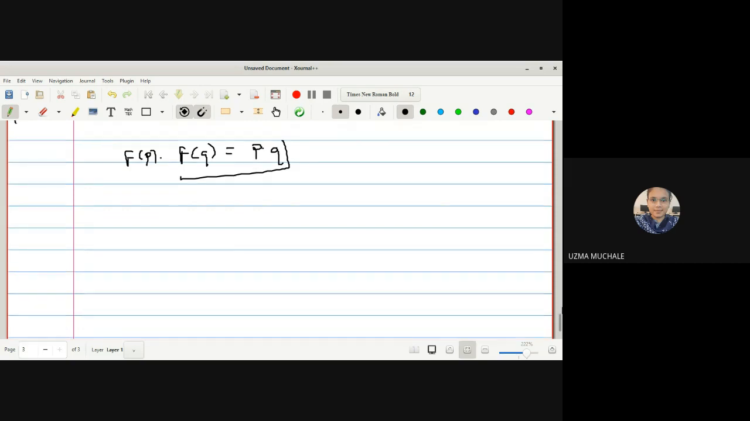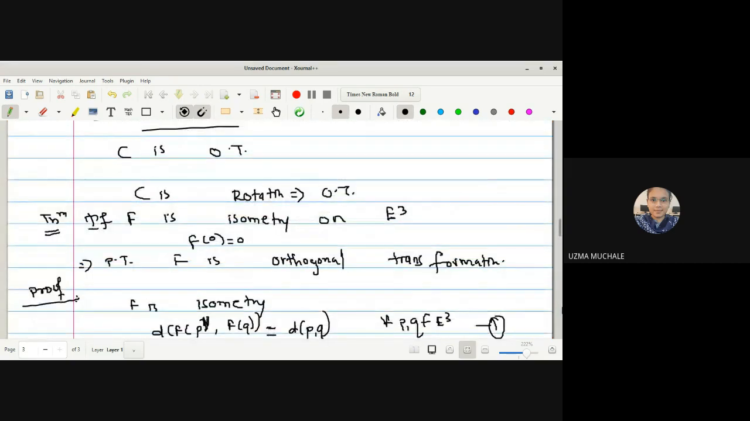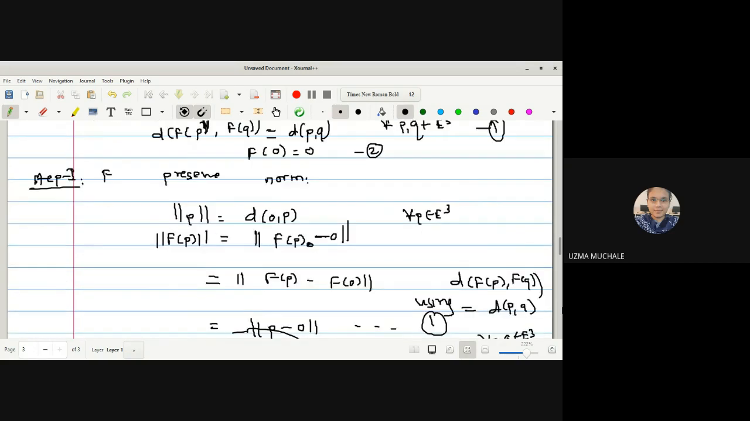Okay. So from where we started, let us see the theorem. F is an isometry. This is given to us. That means the distance between FP and FQ is equal to the distance between P and Q, that is, it preserves the distance. Equation 1. And also given that F of 0 is equal to 0. Prove what? Orthogonal transformation. So first we proved it preserves the norm. Then we proved it preserves the dot product.